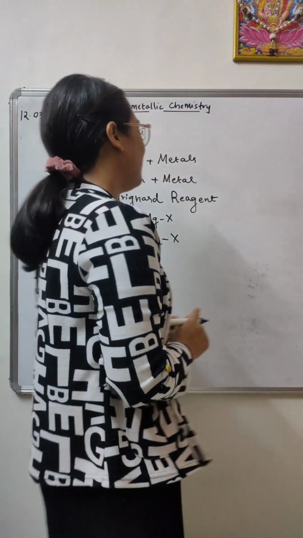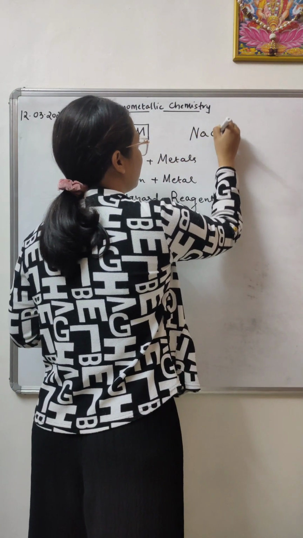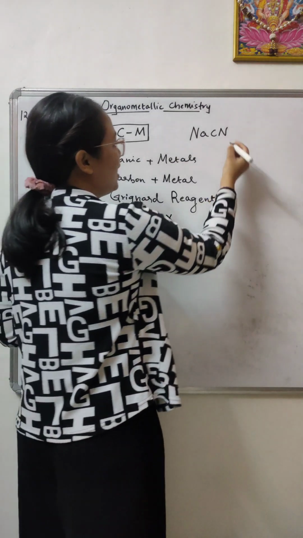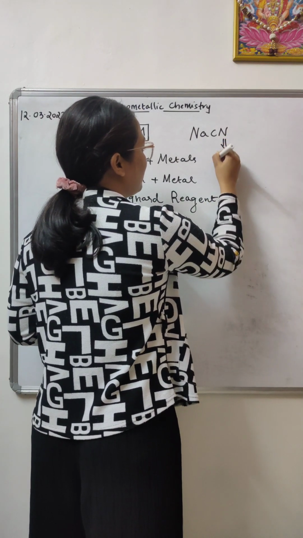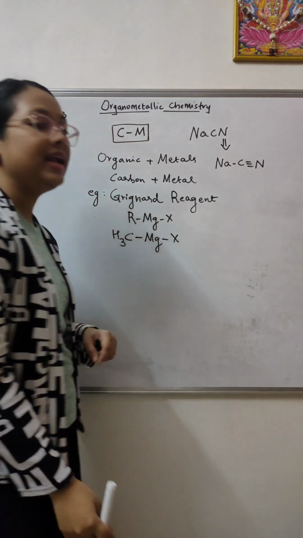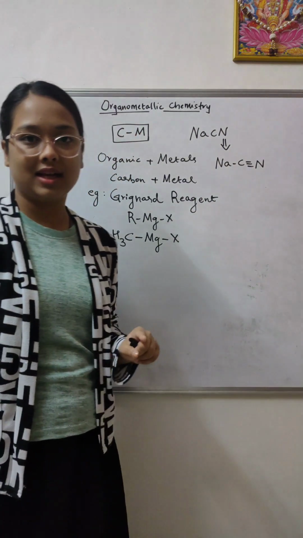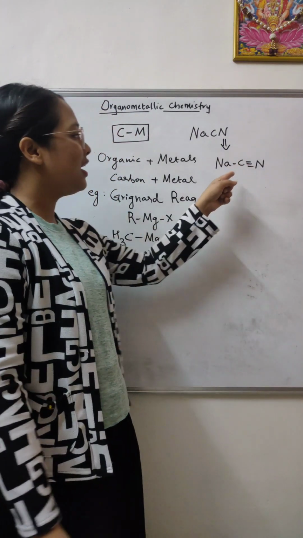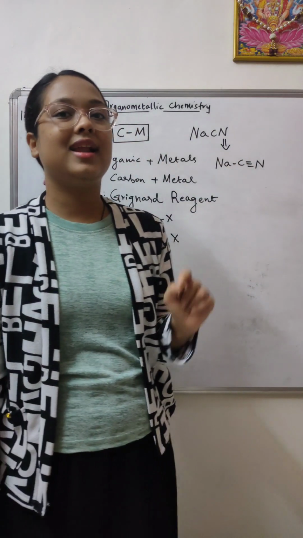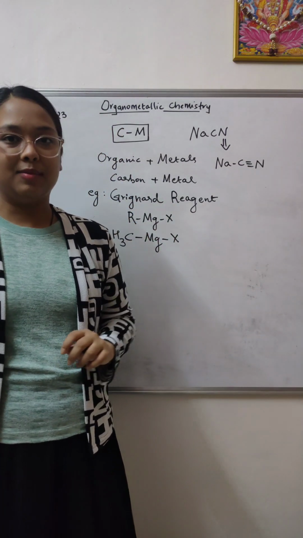Let me give you an example. We have a compound sodium cyanide, NaCN. The structure of this particular compound is Na-C triple bond N. You can clearly see that there is a metal-carbon bond in this particular compound, but I am telling you that it will not come under organometallic compounds. Now why is this so? Why is this exception coming into the picture?